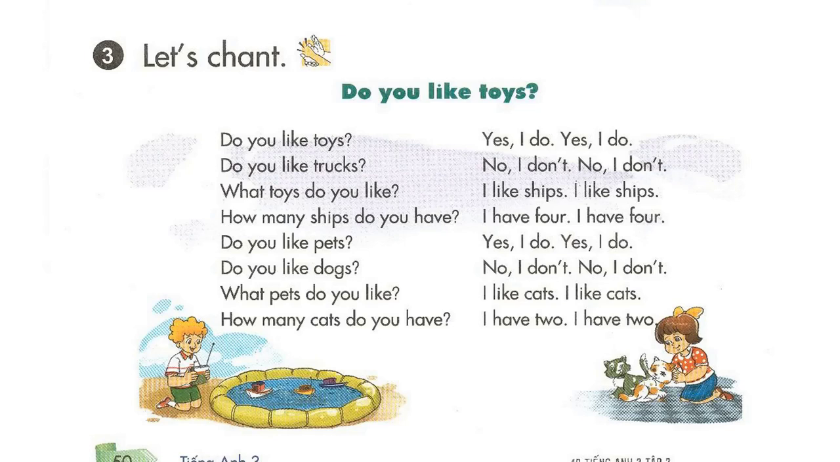Page 50. Lesson 3. Activity 3. Let's chant. Do you like toys? 1, 2, 3, 4. Do you like toys? Yes, I do. Do you like trucks? No, I don't. What toys do you like? I like ships. How many ships do you have? I have 4. Do you like pets? Yes, I do. Do you like dogs? No, I don't. What pets do you like? I like cats. How many cats do you have? I have 2.